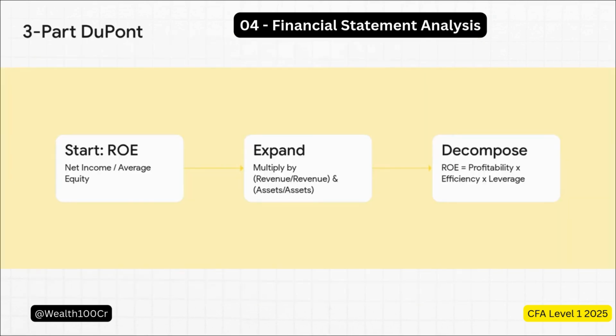Okay, here's where the magic happens. We start with that basic ROA formula. Then, using a bit of simple algebra, we expand it out. This lets us regroup the formula into three distinct, powerful drivers. The first piece is our net profit margin, which measures profitability. The second is asset turnover, which measures how efficiently the company uses its assets to generate sales. And the third is financial leverage, which tells us how much debt is used to finance those assets. What this reveals is that a company's ROE is a direct product of these three levers: how profitable it is, how efficient it is, and how much debt it uses.